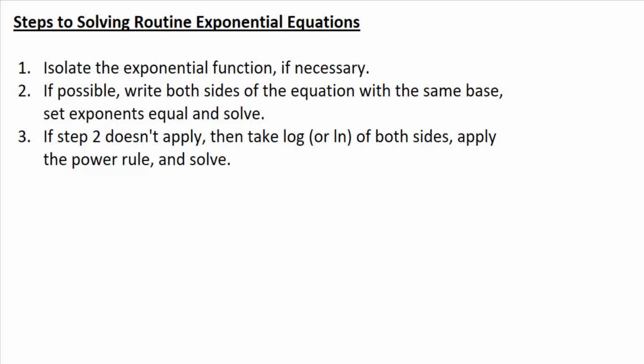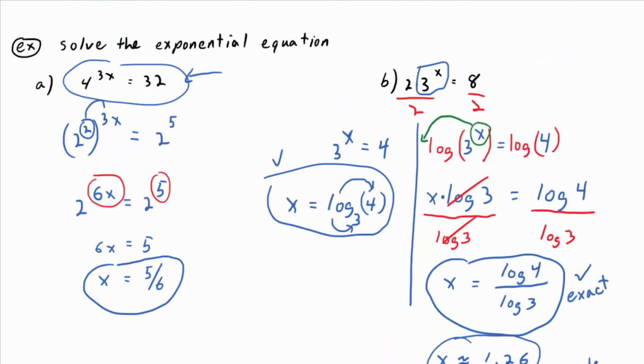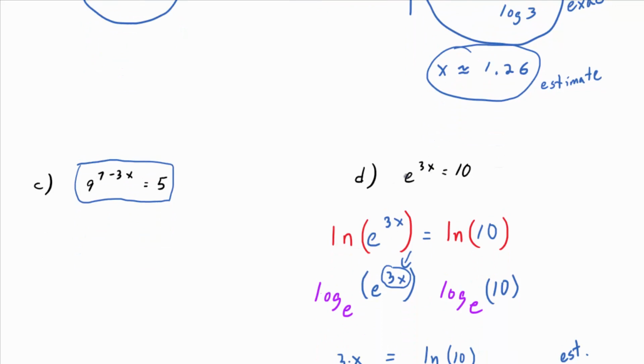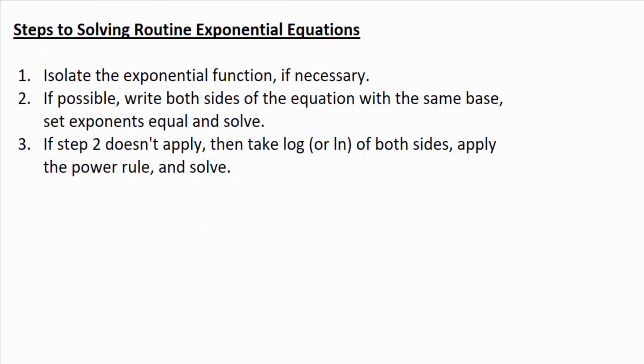So if you look, you may or may not have to apply all of these steps. Number one, isolate the exponential function if necessary. So that was like part B. If you look at part B, it was 2 times 3 to the x equals 8. We had to divide both sides by 2 to isolate the 3 to the x. So that's not always necessary. It wasn't necessary in part D, right? But if it's not already isolated, you need to isolate the exponential function.